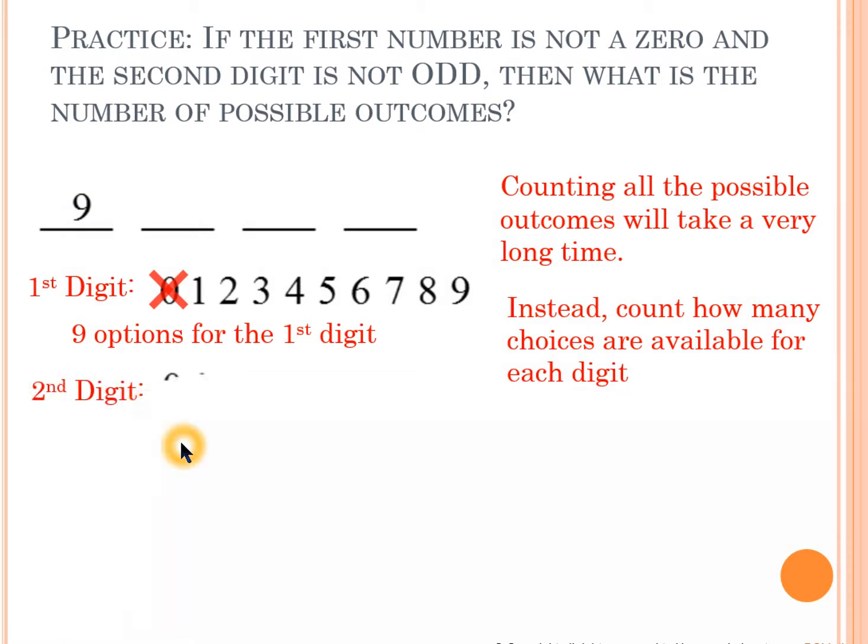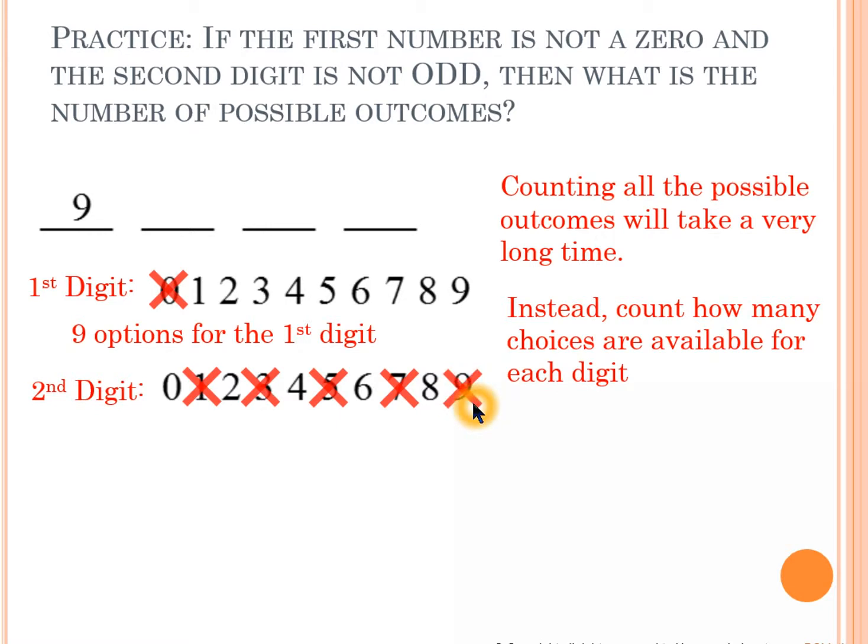Now for the second digit, once again, normally we would have 10 options if we're talking about numbers strictly. But in this case, the second digit is not odd. So it can't be 1, it can't be 3, it can't be 5, it can't be 7, and it can't be 9. So we can have 0, 2, 4, 6, or 8. So we have 5 options for the second digit.